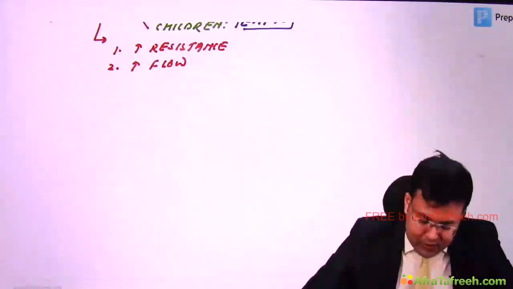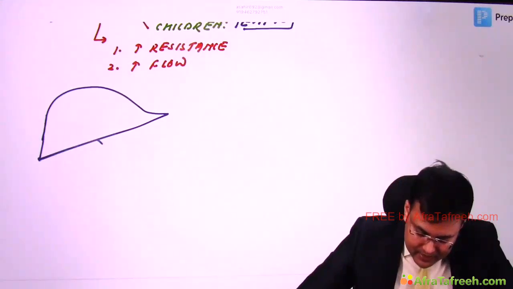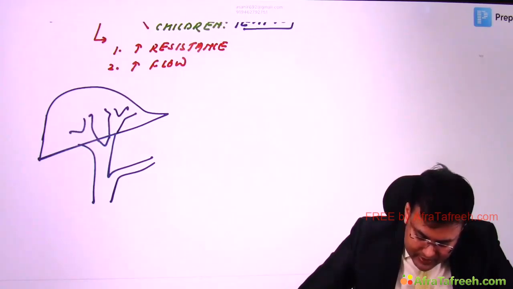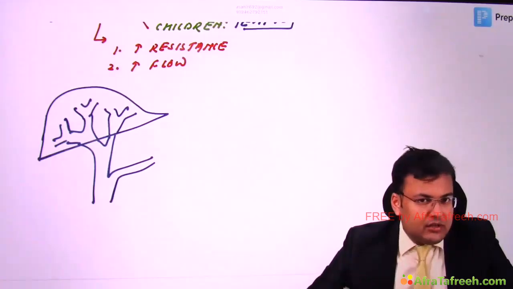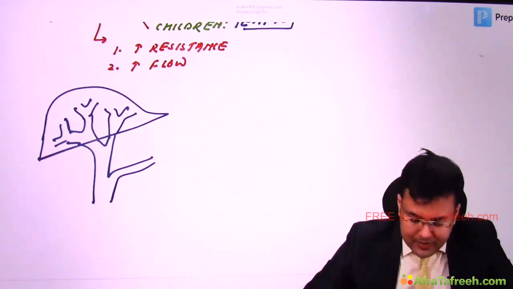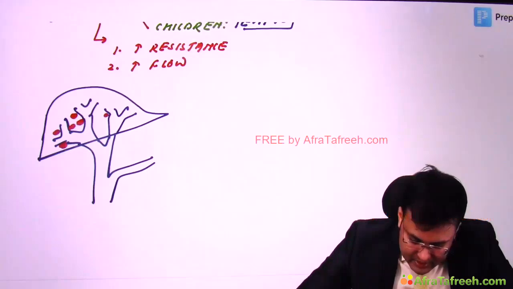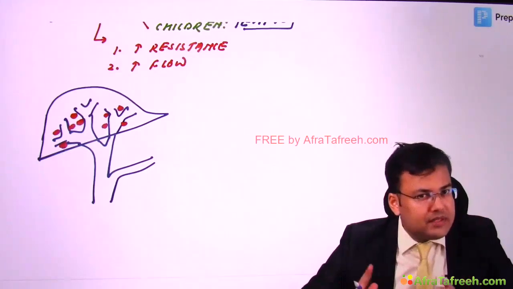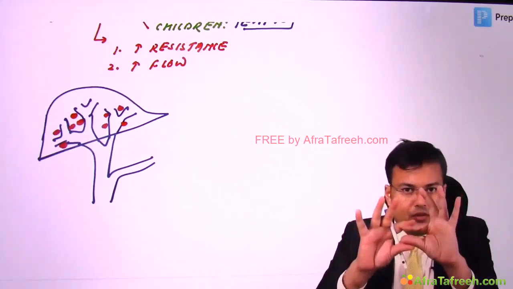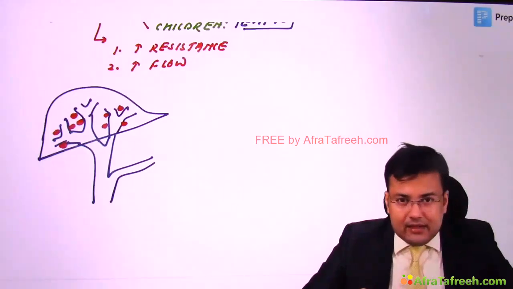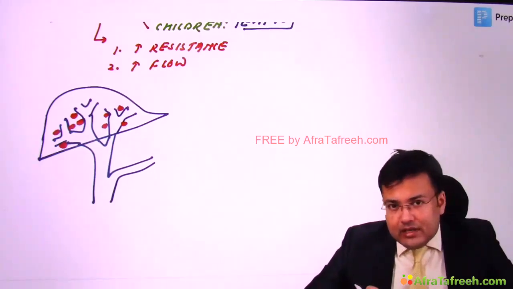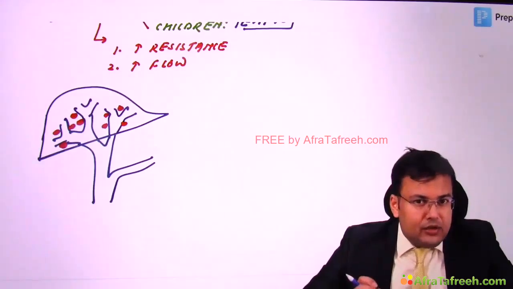Now see the example, it's very easy to understand. If you see, this is liver, this is portal vein. Now these are intrahepatic branches of portal vein. Clear? Patient is having cirrhosis, and you know that in cirrhosis there is formation of regenerative nodules. And these regenerative nodules are going to compress the intrahepatic branches, and because of this compression, what will happen? There is increased resistance in the vessel, leading to portal hypertension.